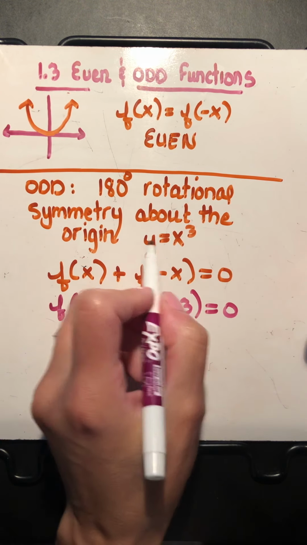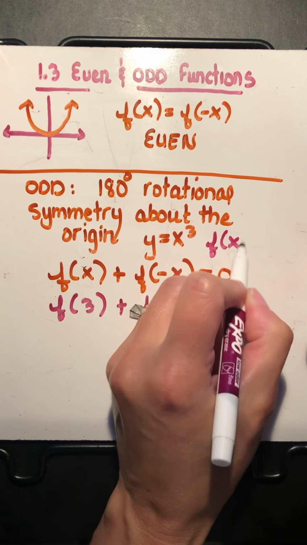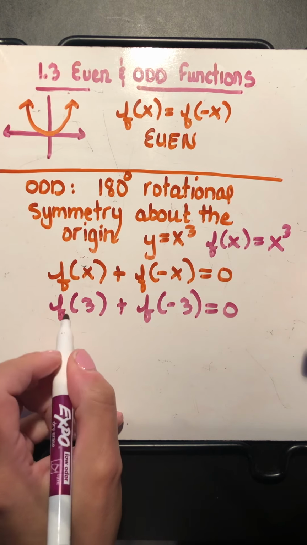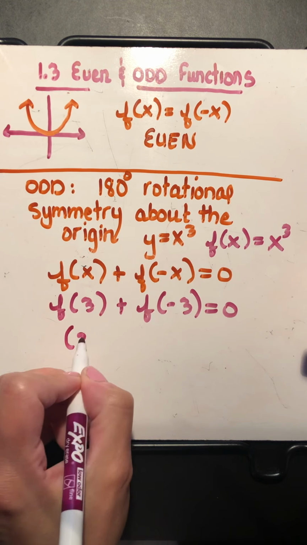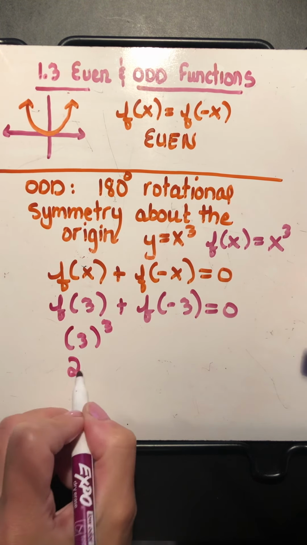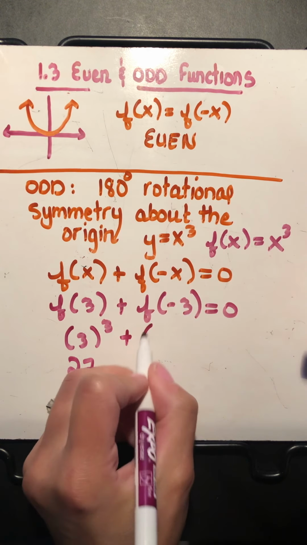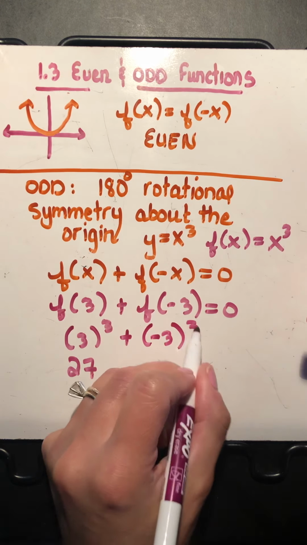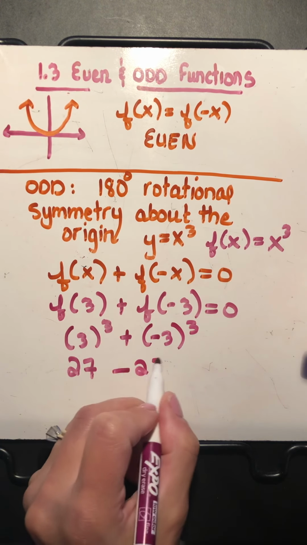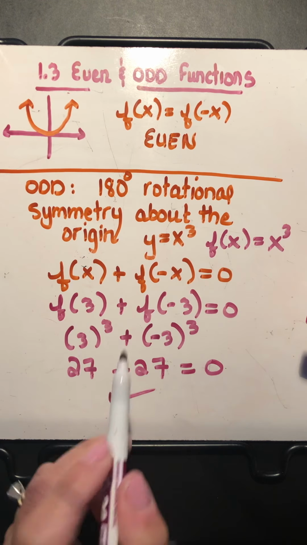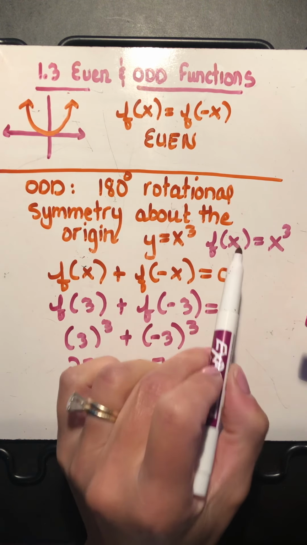Now remember, instead of y, I can call this f of x equals x cubed. So I can substitute x in. So f of 3 is equal to 3 cubed, which is positive 27. F of negative 3, if I substitute negative 3 in the parentheses, that's going to be negative 27. Well, here we go. 27 and negative 27 add to 0. Mathematically, this is an odd function.